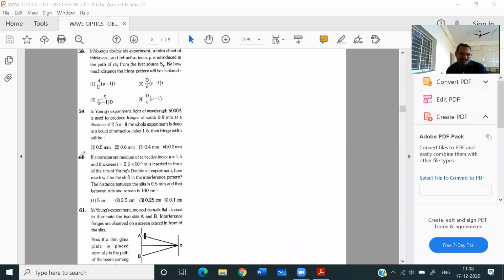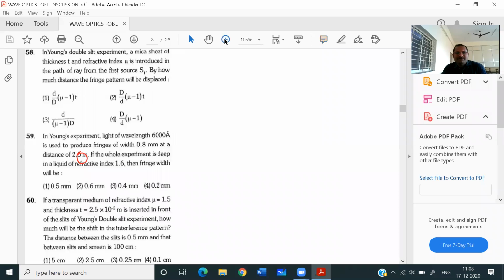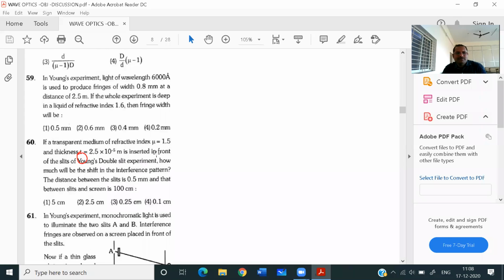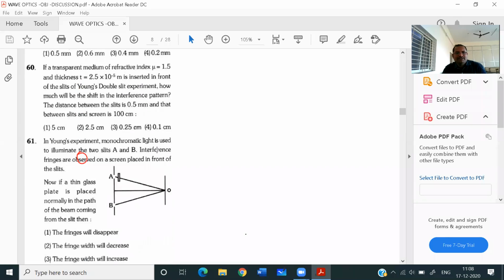Important question, and this is also especially important for NEET students. Next, question number 60. What have they given? If a transparent... question number 60, no? I'll take question number 60 directly.